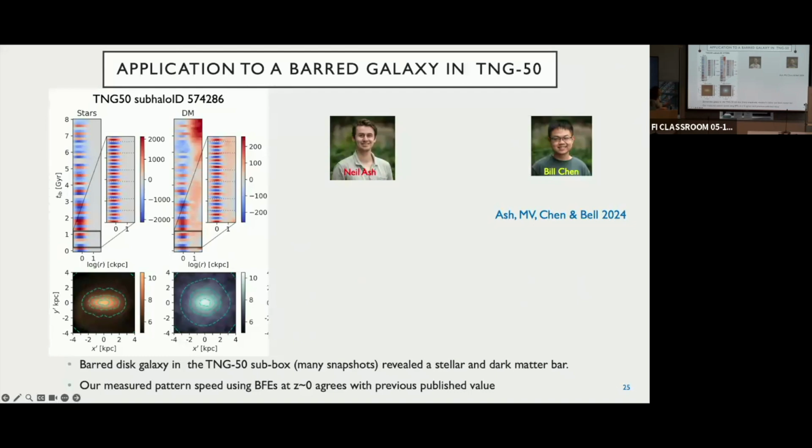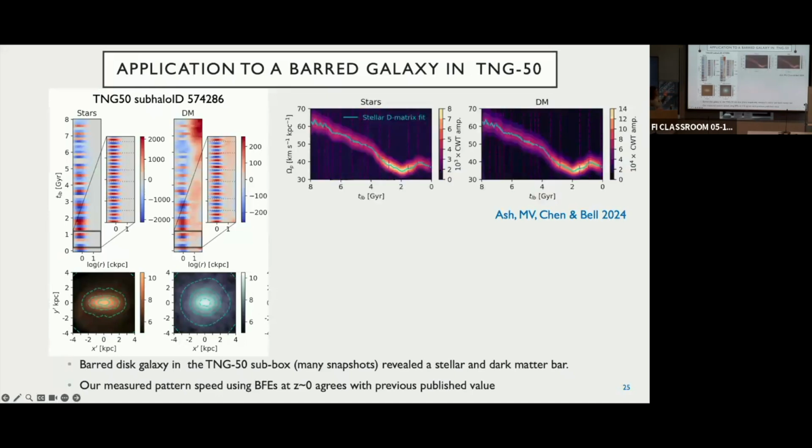So we discovered, in this paper that we wrote, that there's a dark matter bar in the inner 5 kiloparsec, which is oscillating with the stellar bar at the same rate. We used this formalism of basis functions and the Wigner-D matrices to calculate not just the pattern speed, but also used something called a complex wavelet transform. The Wigner-D matrices gave us the pattern speed as a function of time over 8 gigayears. I don't think this has ever been done before.